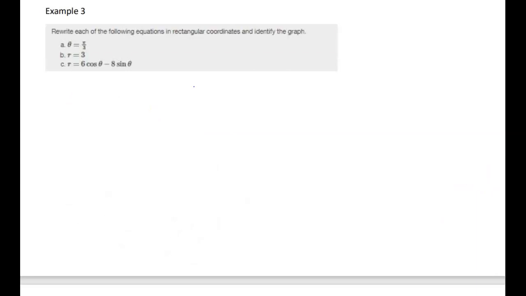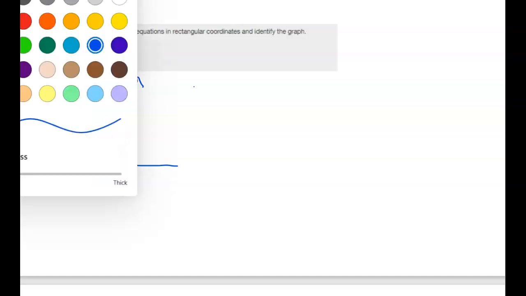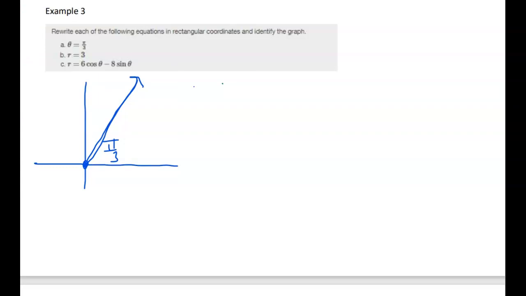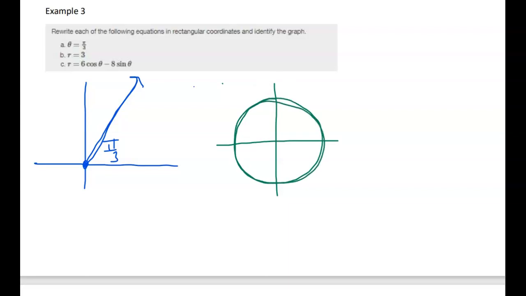All right, so now we have our last set of examples. The first one here, if I have theta equals pi over 3, then my radius with that one is infinite. So I'm just looking at this line that goes from the origin along this angle of pi over 3. If I'm looking at r equals 3, then I'm looking at the circle all the way around, because theta is now infinite, where this is now a radius of 3.